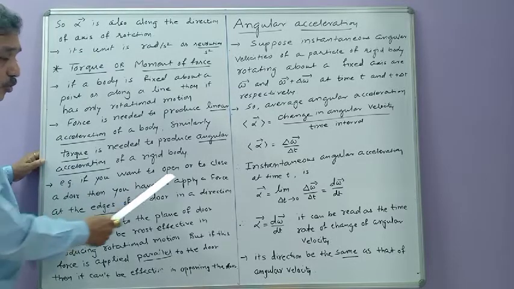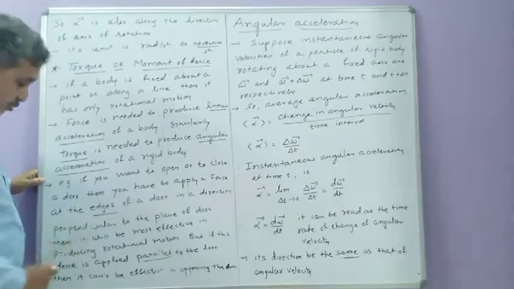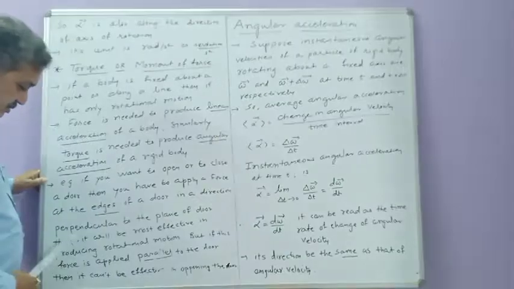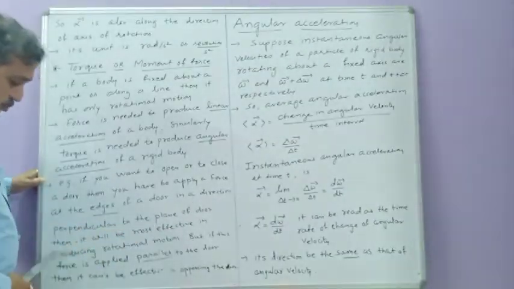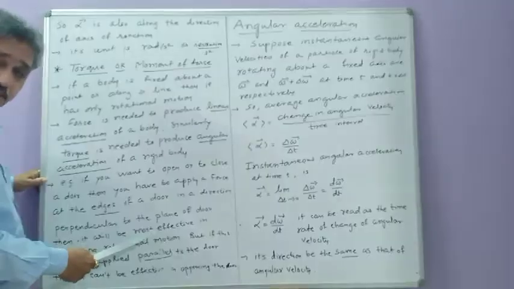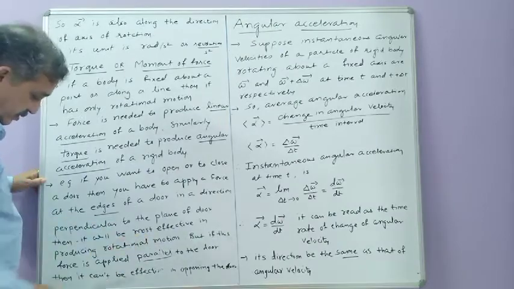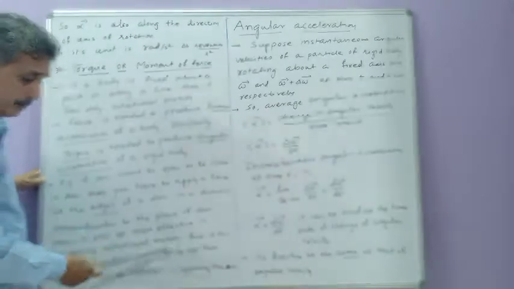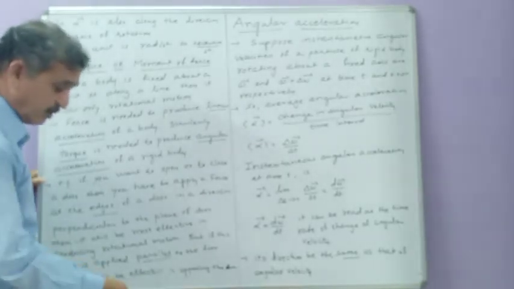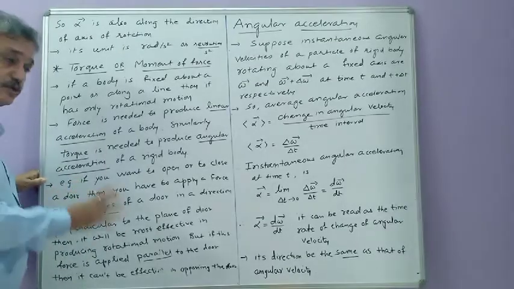So if you want to open or close a door, then you have to apply force. Where do you have to apply the force? At the edge of the door, in a direction perpendicular to the plane of the door. Then it will be most effective in producing rotational motion. That means it will be most effective in opening it. But if the force is applied parallel to the plane of the door, then it can't be effective in opening the door or in closing the door.